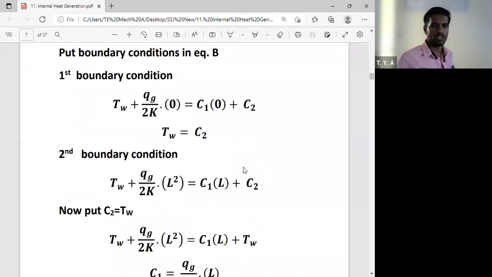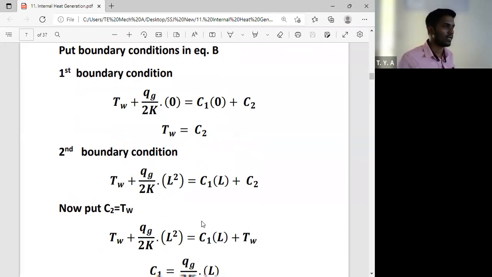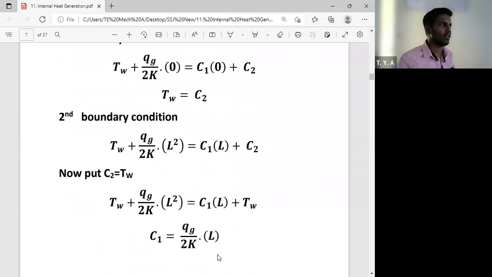Okay, so the value of C2 we have already calculated. C2 is nothing but TW. So therefore TW plus Qg by 2k into L square is equal to C1 L plus TW. Okay, so Qg by 2k into L. All of you get this point. What is the value of C1? Qg by 2k into L. This is the value of C1.